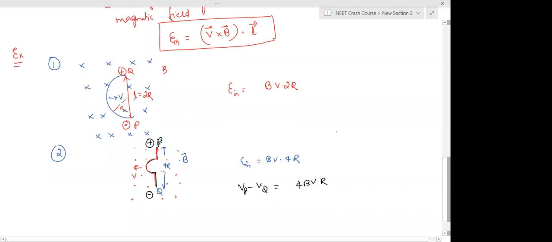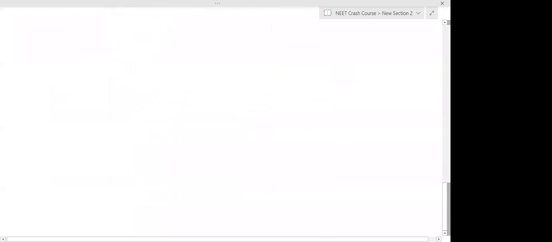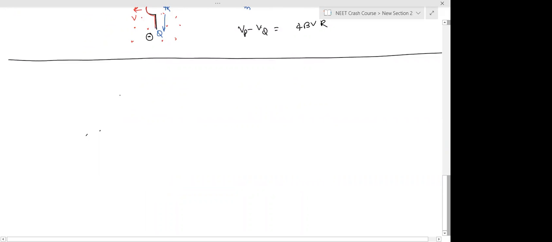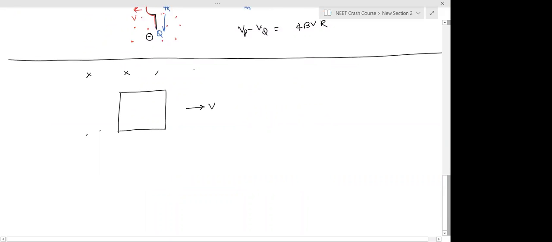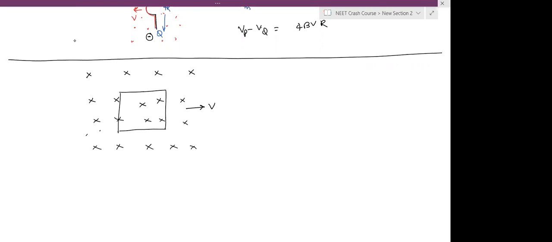Now, if there is any closed loop and it is moving in a magnetic field with a constant velocity, if it is a uniform magnetic field, then net EMF induced will be zero. Now the question that came in the exam, let's analyze it conceptually. So if there is a rectangular or maybe a square loop moving with velocity v in a perpendicular magnetic field, the magnetic field is into the plane. So will there be an EMF induced in this loop?